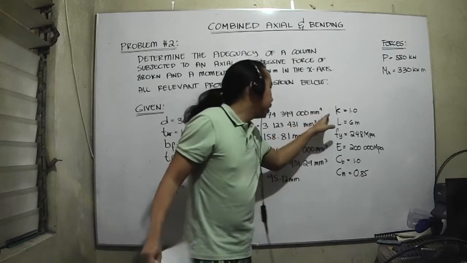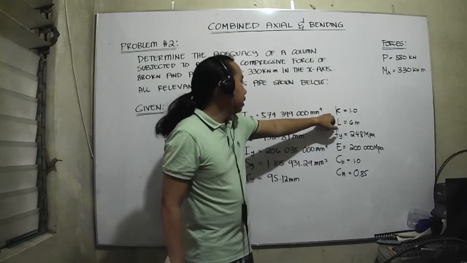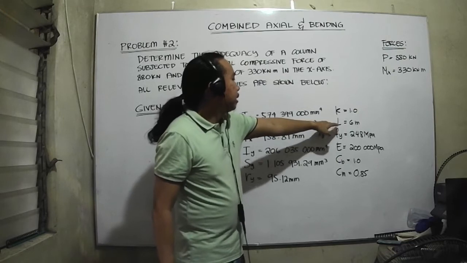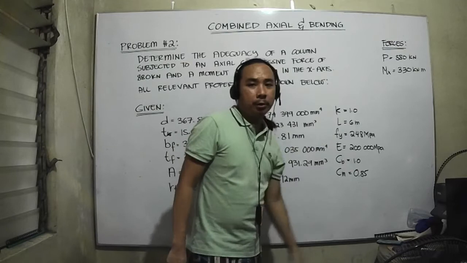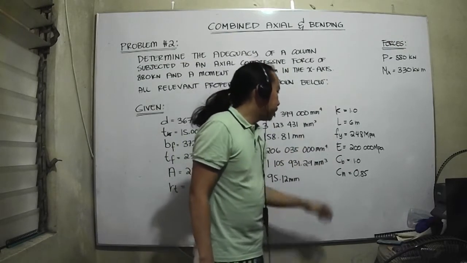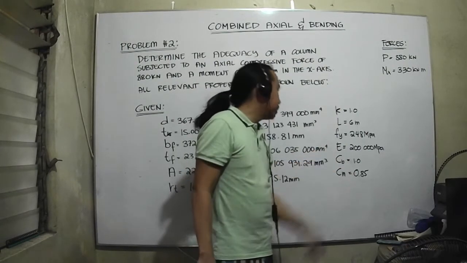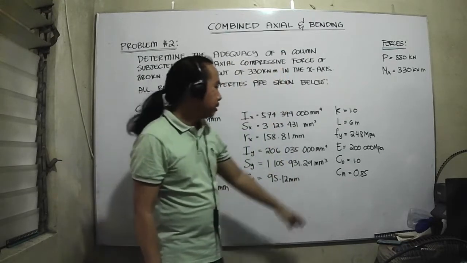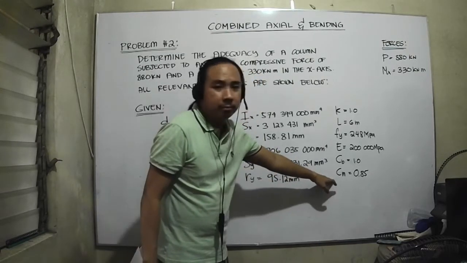Then another relevant column property is that we have a K of 1.0, which is to be assumed. Our brace length is equal to 6 meters. We have our Fy of 248 megapascal, and E, the elastic modulus, is 200,000 megapascal. We have our Cb term, which is assumed to be 1.0, and Cm for both x and y directions is 0.85. Okay, that is the amplification factor, 0.85.